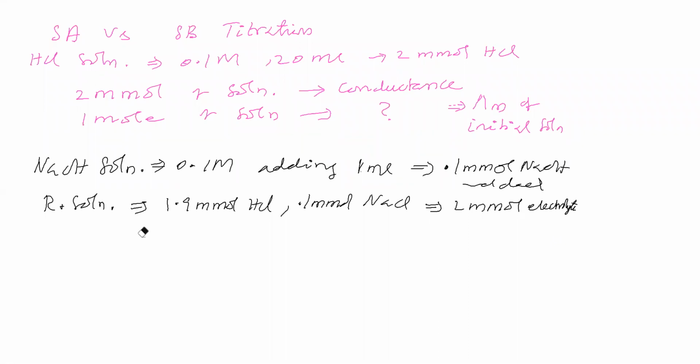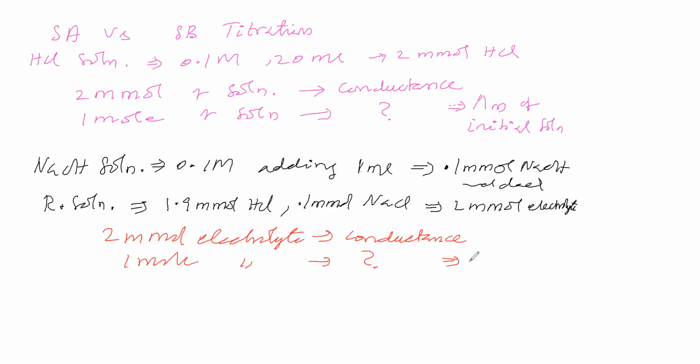Next, we will see that this 2 millimoles of electrolyte is having some conductance. So 1 mole of electrolyte is having how much conductance? That is called lambda m of the resultant solution. Okay. Now let us see, for this resultant solution, what is the lambda m we got?